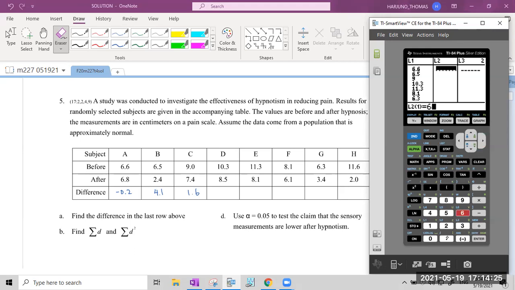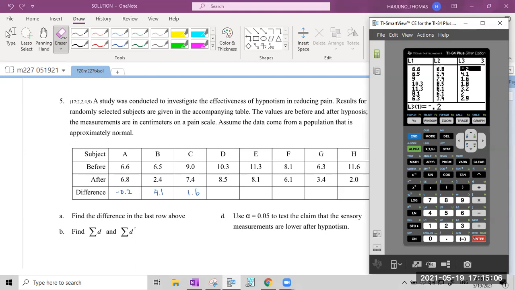The next row: 6.8, 2.4, 7.4, 8.5, 8.1, 6.1, 3.4, 2.0. Now for L3, you move to L3, go up to the header, and do L1 minus L2. Then it will fill that in for you.